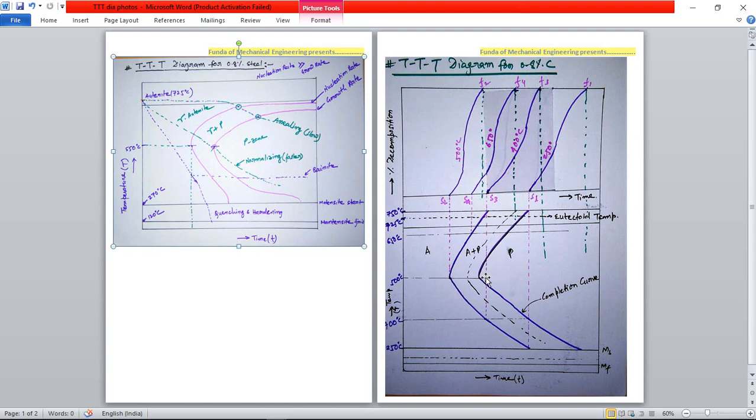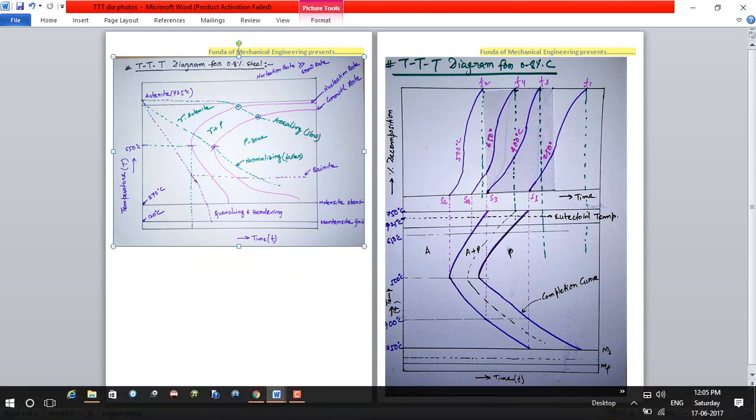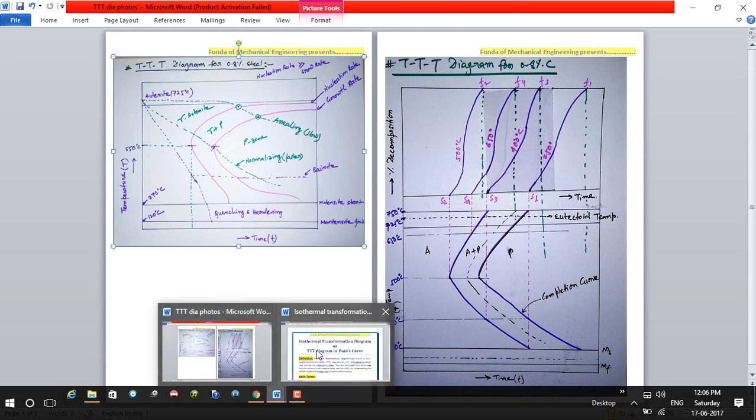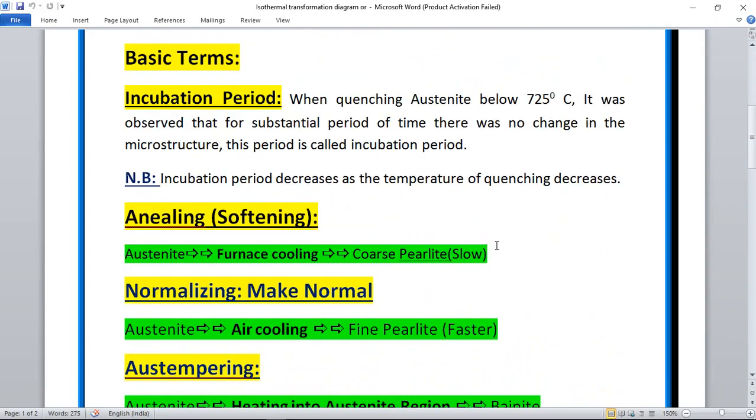This is the S curve, this is the C curve, and how it is constructed, what is normalizing, what is annealing, what is coarse pearlite, what is fine pearlite, what is austempering, quenching and hardening. These things I explained in this diagram, and if all these things are clear to you, then you will be easily able to explain what is the TTT diagram and why we call it a TTT diagram. So let me tell you some important points regarding the TTT diagram.